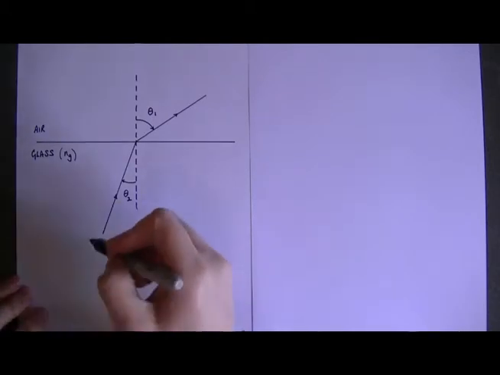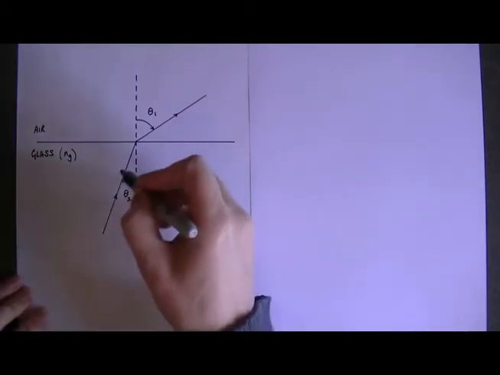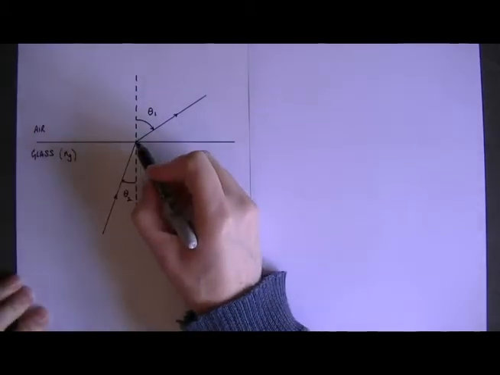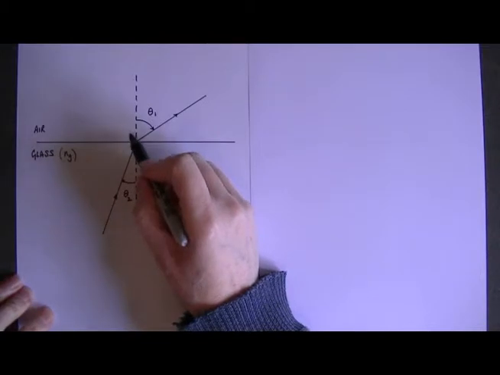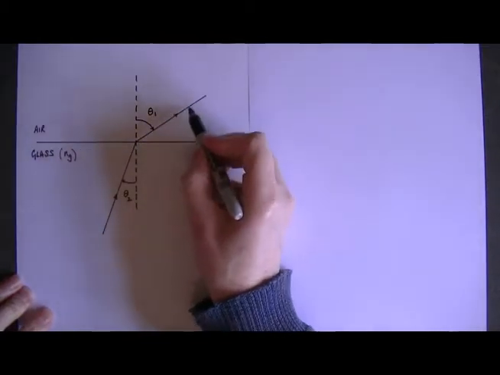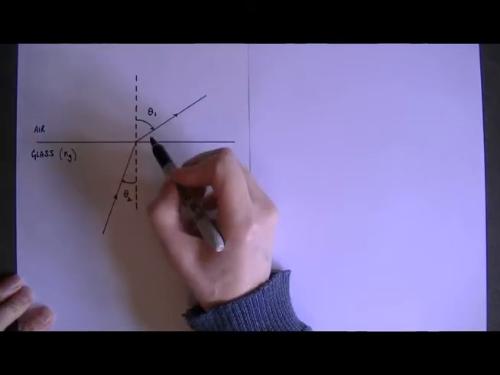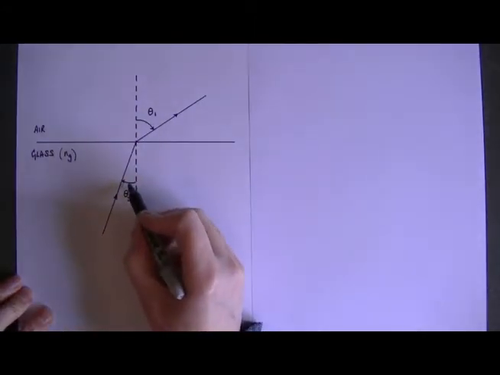Here you can see a ray of light travelling through glass, and as it crosses the boundary between the glass and the air, it's refracted, which means it speeds up and so it bends away from the normal. So angle theta 1 between the ray and the normal is bigger than angle theta 2.